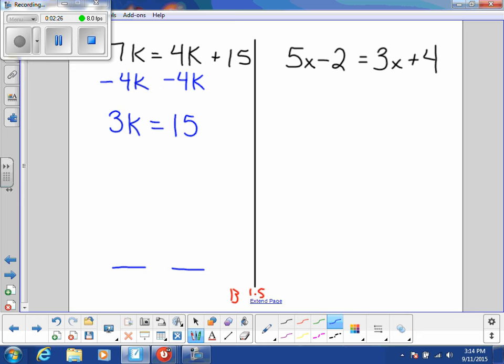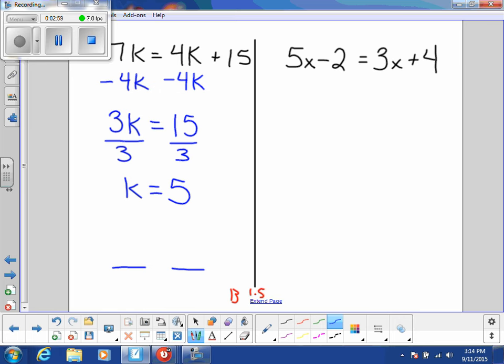Now we have a one-step equation. 3k equals 15. The coefficient is 3. So what are you going to do? Hope you said divide both sides by 3. k equals 5. And that answer can easily be checked by replacing k in the original equation with the number 5, or working it out on your calculator the way we did in class.